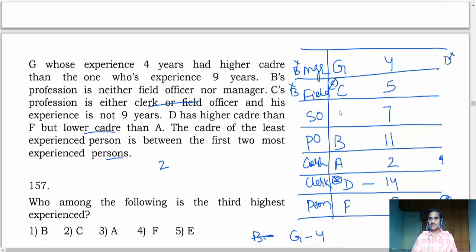Then the person left over, among A, B, C, D and E, is E. E is the person left. Clear? What is the order we have? G, C, E, B, A, D, F and the experiences are 4, 5, 7, 11, 14 and 9. Now this is about question numbers 157 to 163.